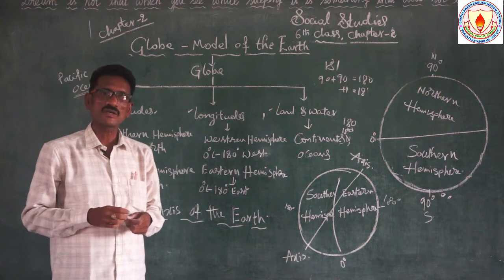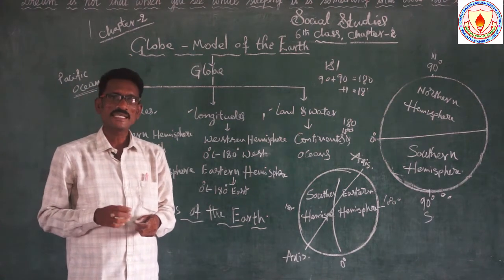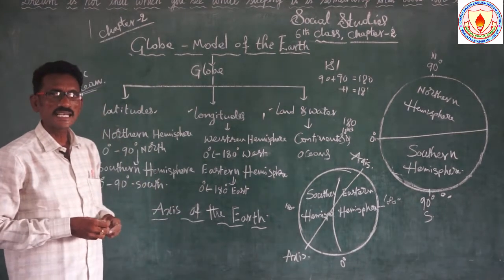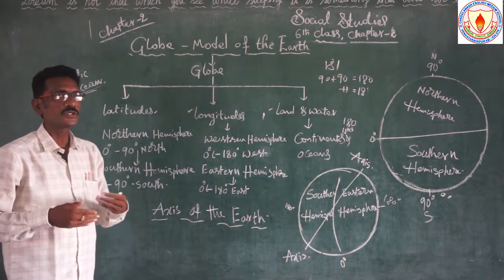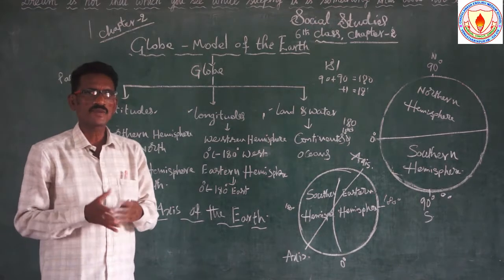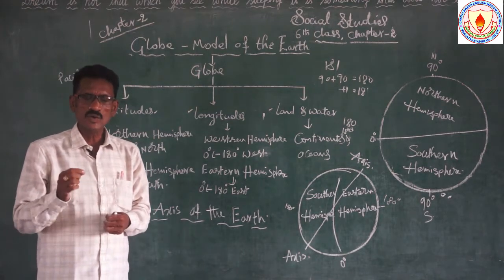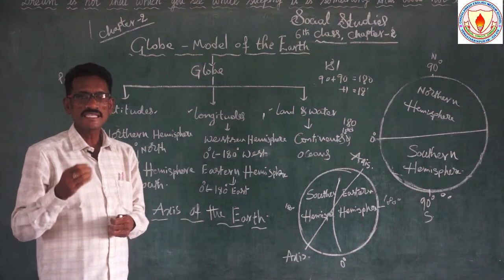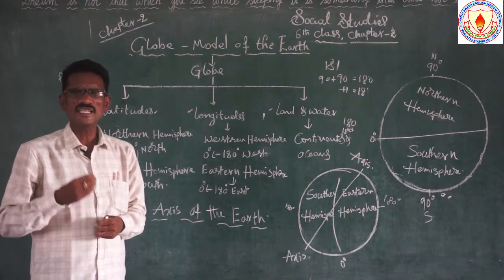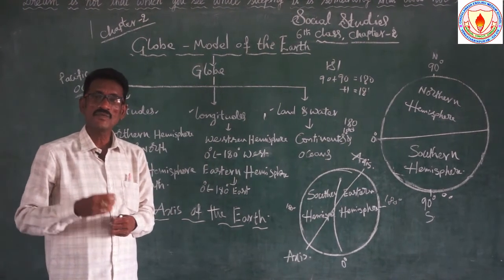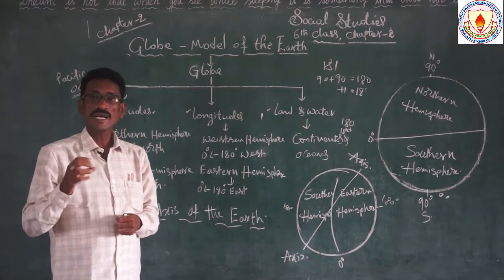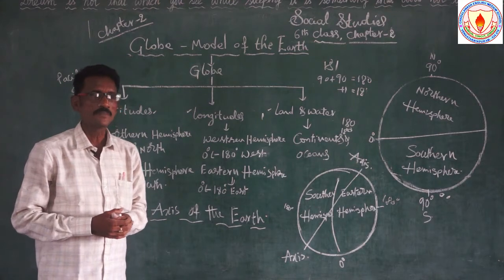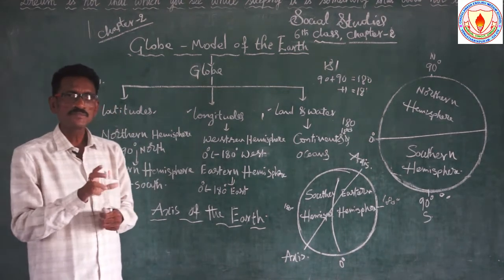So the earth revolves on its own, and it depends on the axis. Here we are going to use latitudes and longitudes to find different places. I want to give you one task: try to find out where India is located on the globe, where China is located, and where Bangladesh is located.